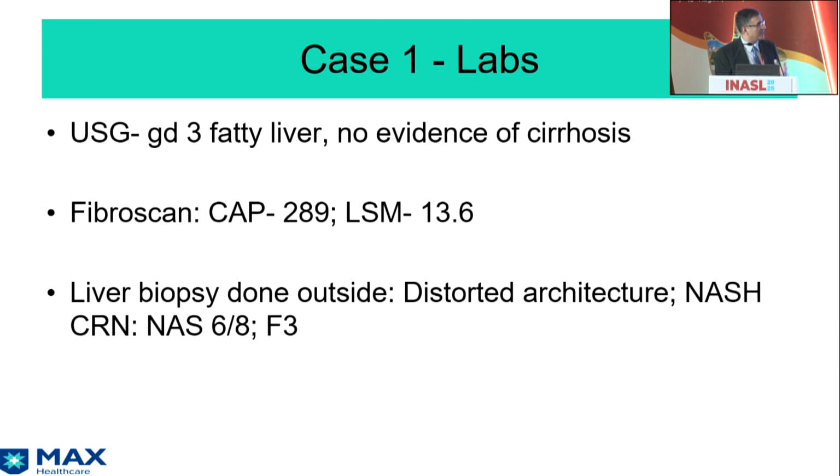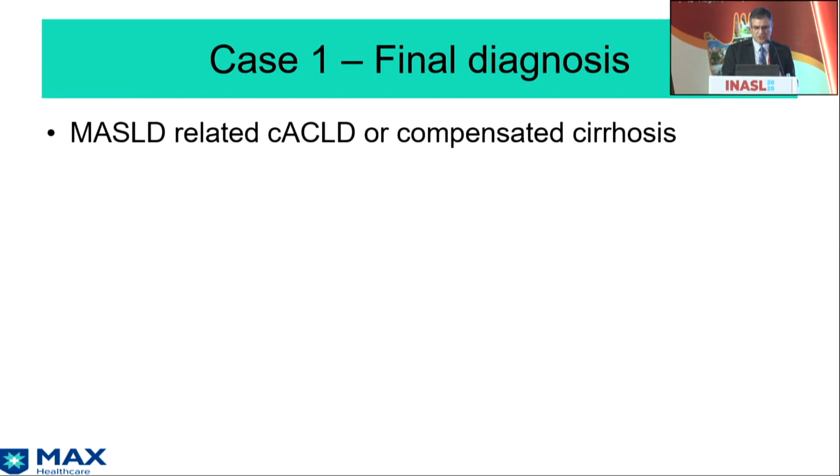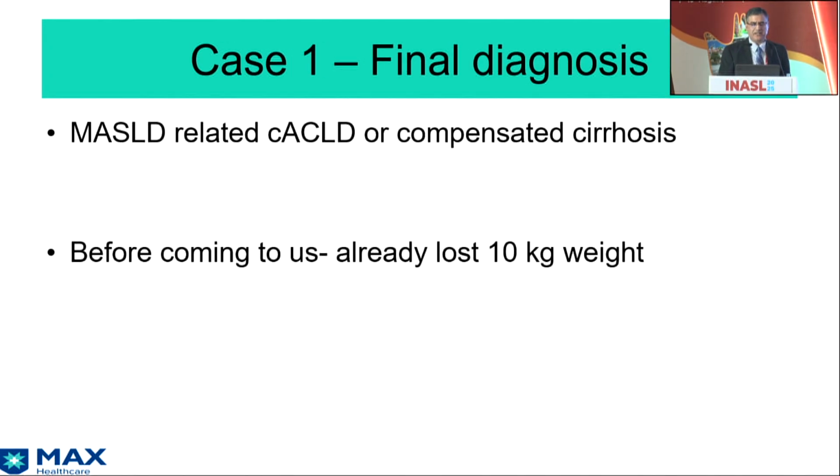Liver biopsy, he was carrying a report of a liver biopsy with him, which we got reviewed at our center, which showed a distorted architecture and NAS score of 6/8 and F3 fibrosis. So this was the final diagnosis, because it looked like the LSM value was 13.6. We made a diagnosis of MASLD related CACLD, and thankfully before coming to us, he had already lost 10 kg weight. But I think that was not enough. His BMI was 31. We needed him to lose another 8 to 10 kgs.